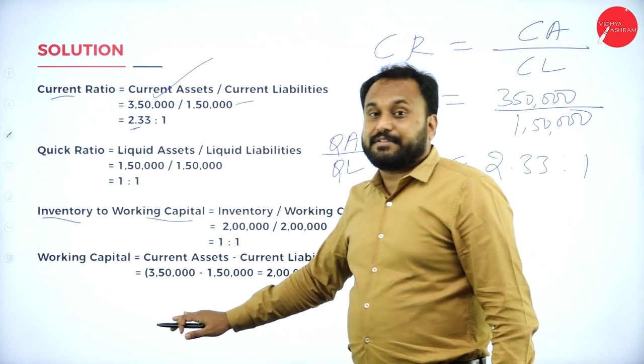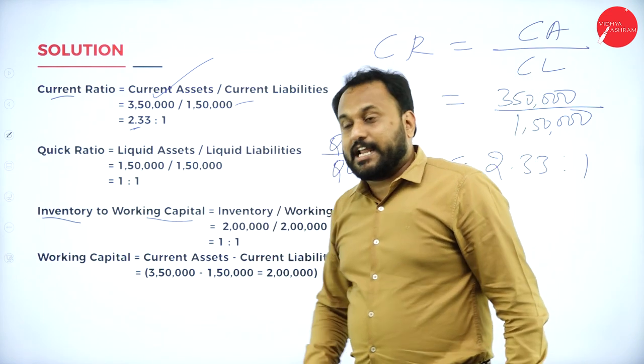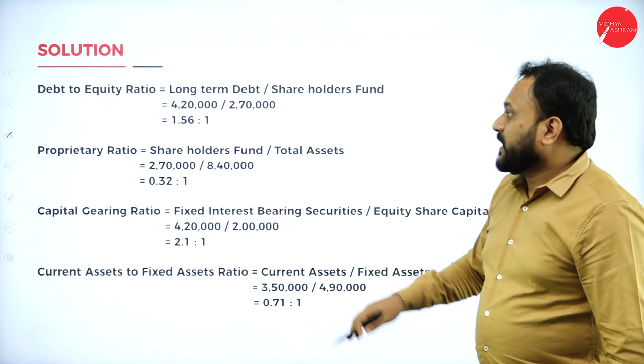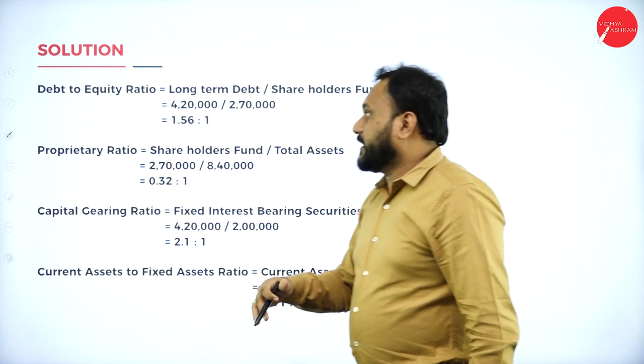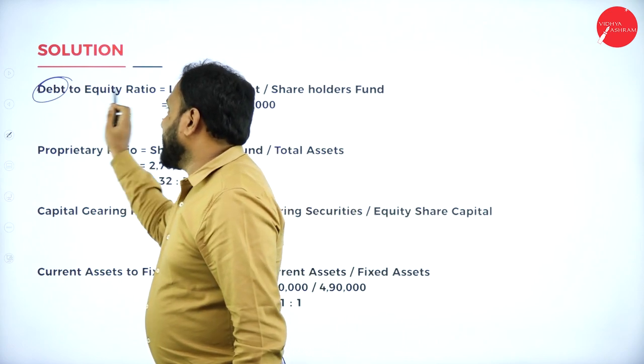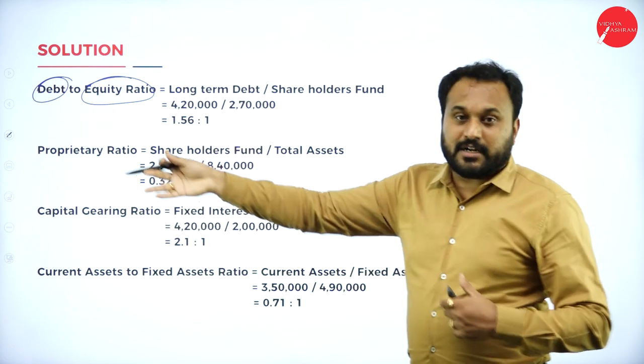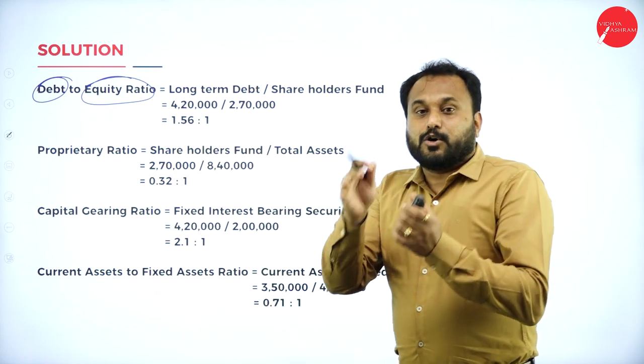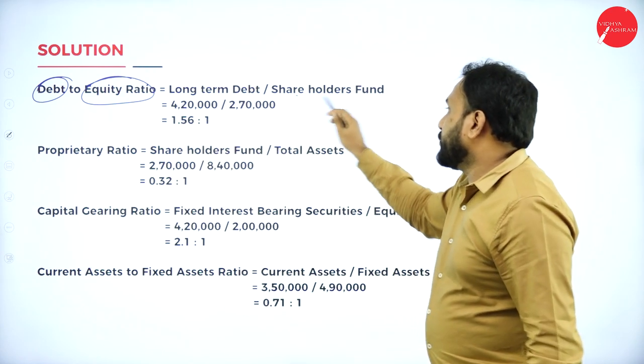So current asset is 3 lakh 50,000. Your current liability is 1 lakh 50,000. When you go with it, you will get 2 lakh rupees. Next is debt equity ratio. The word itself is what? Debt is there, equity is there. What debt in the sense? Long term debt divided by equity, in the sense your shareholders equity. So that is your shareholders fund.